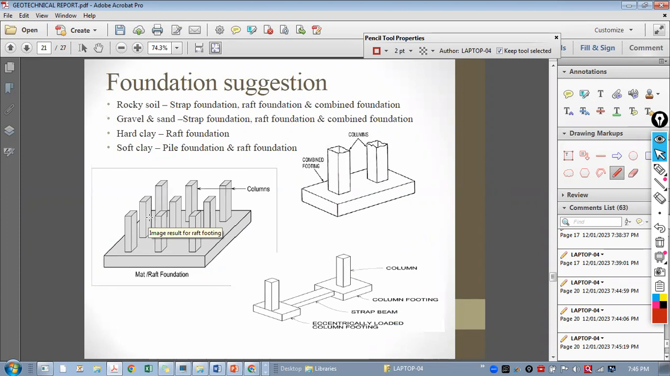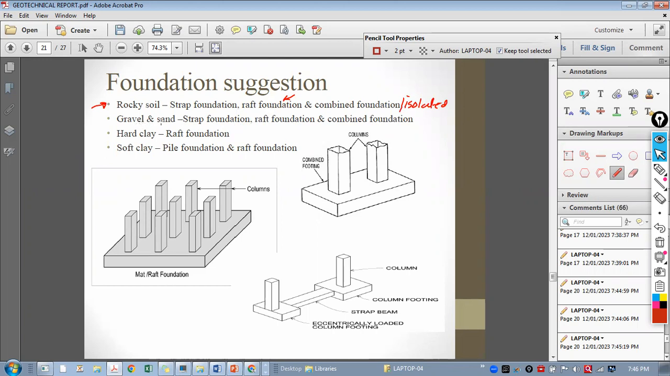Then in geotechnical reports, we also get the foundation suggestions. They may ask you to do isolated footings or combined footings or strap footings like this, or pile foundations or raft foundations. So these are the ways the foundation is done. In rocky soil, if it is a hard strata, then you can go for combined foundations or isolated foundations. Raft foundation, if it is a high-rise building with a basement, then raft is compulsory, even though it is a hard strata, or step foundation.